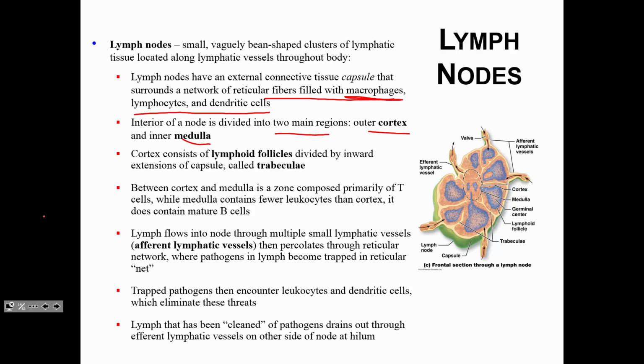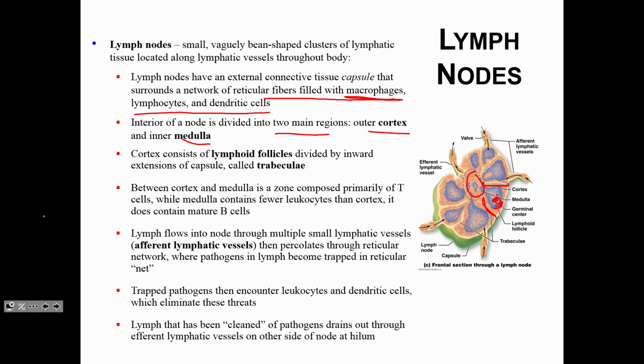So if you look, right here's the cortex, kind of outlining this for you. The medulla is going to be the inner part. Okay, here are the follicles right there, lymphatic follicles, and these are the trabeculae that divide the follicles. Now, between the cortex and medulla, there's a zone that is mainly T cells. The medulla has fewer leukocytes than the cortex, but it does have some B cells.